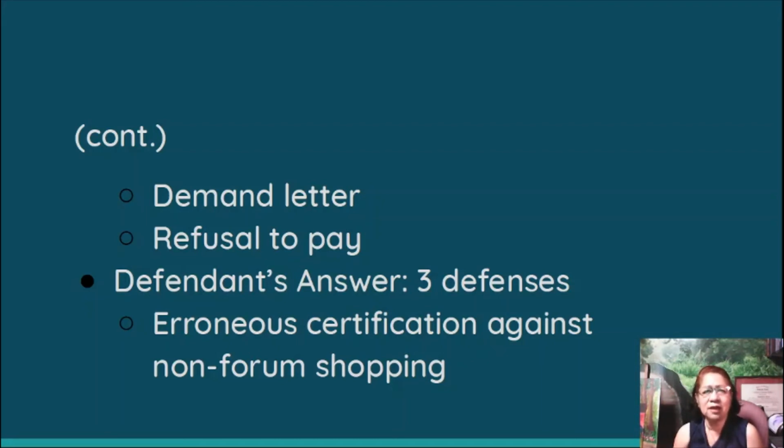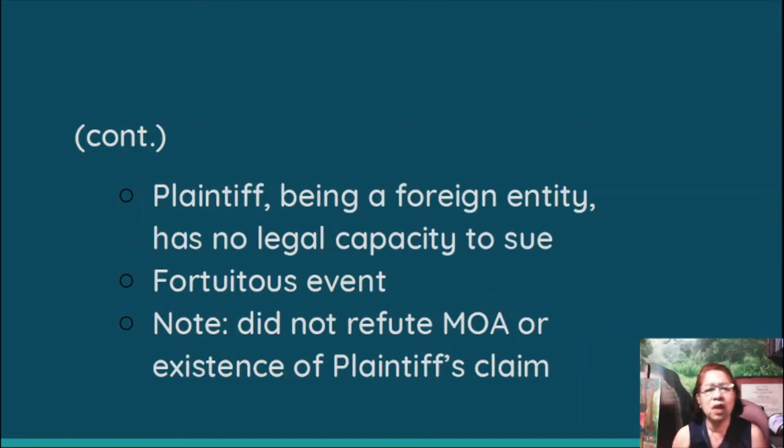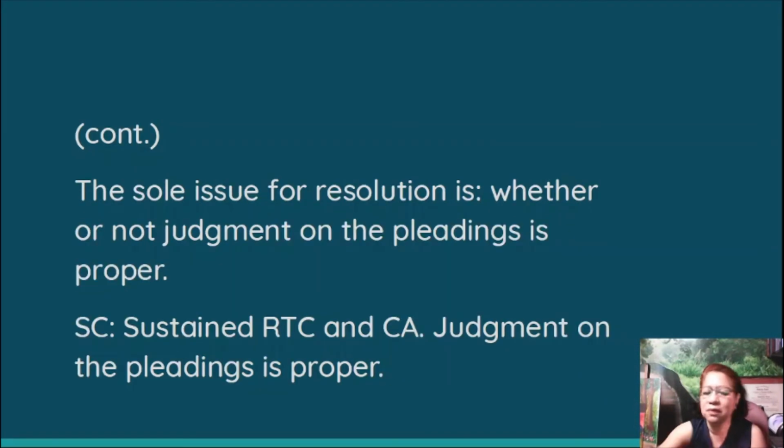The defendant, Asia Construct, raised three defenses in its answer. Number one, the certification against non-forum shopping was erroneous. Number two, that the plaintiff, being a foreign entity, has no legal capacity to sue. And number three, that it could not pay its obligation because of a fortuitous event. But note that nowhere in its answer did it ever deny the genuineness and due execution of the memorandum of agreement, nor did it deny the existence of the plaintiff's claim.